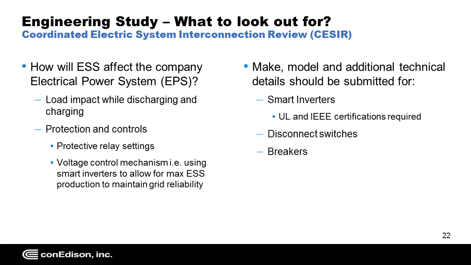Other things that we look for: the make and model and additional technical details for the smart inverters, any disconnect switches, any breakers associated with the project. Really make sure that the one-line or the three-line diagram submitted has all of this information clearly outlined on it. It really just streamlines the process, and it cuts down on the back and forth where the utility has to request more information for the project.